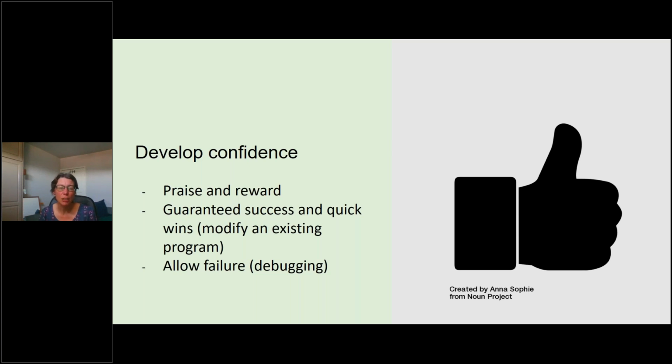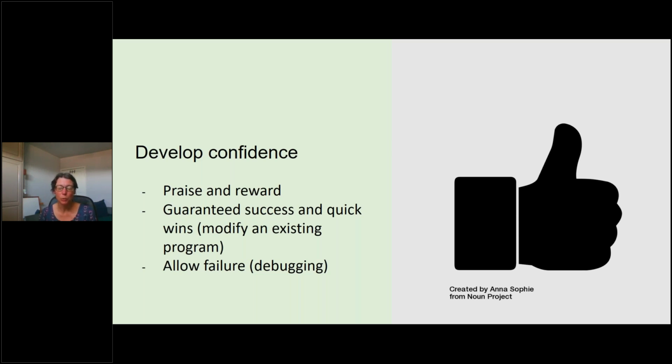And allowing and encouraging failure. And this is where debugging is fantastic, because actually we need to say, well, we all debug. You know, no computer programmer produces perfect code the first time every time. So we have to learn to debug and find our errors, and we can celebrate that. And this gives permission to fail.